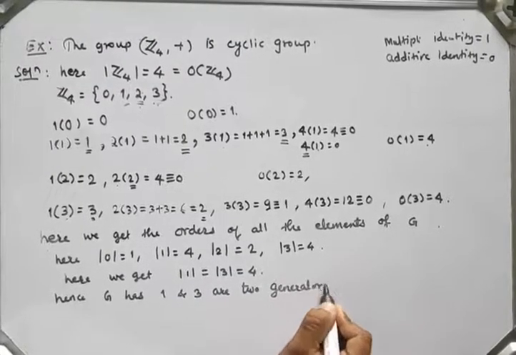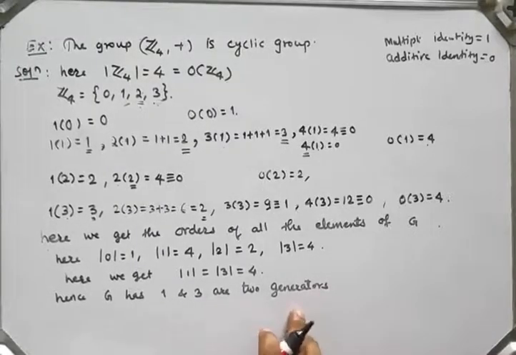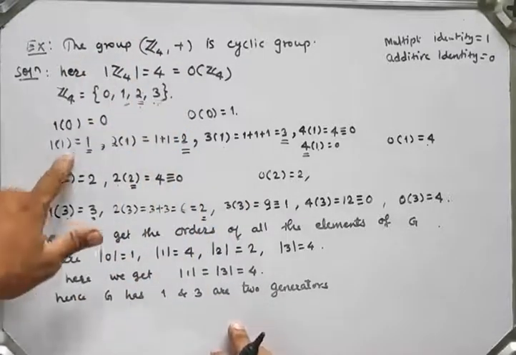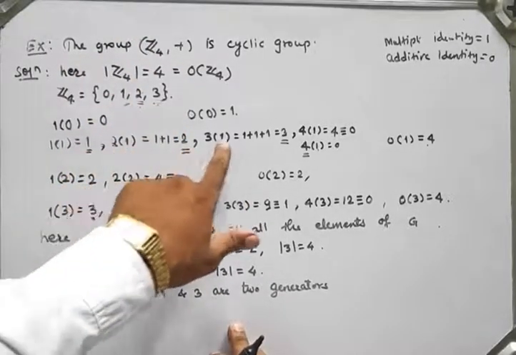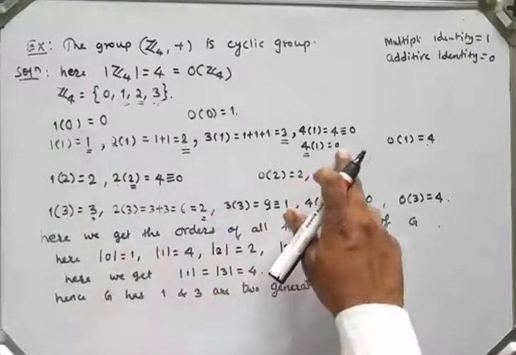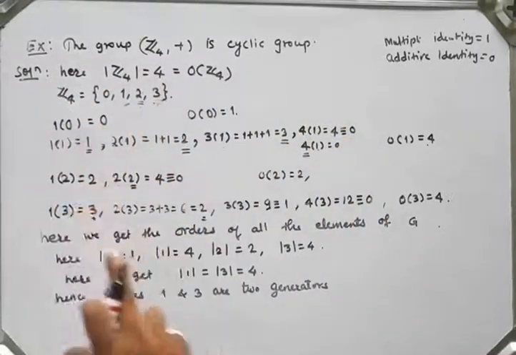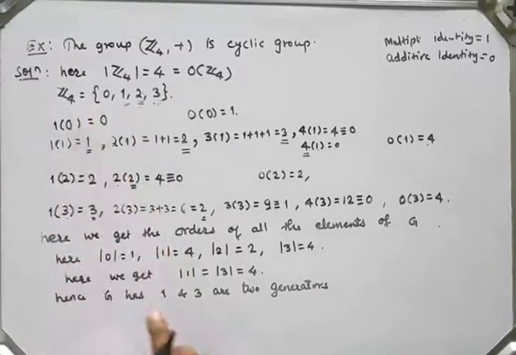1 and 3 are generators, meaning 1 and 3 generate all the elements of the group G, because 1 into 1 is 1, 2 into 1 is 2, 3 into 1 is 3, and 4 into 1 is 0, which generates all the elements of the group. Therefore 1 and 3 are the generators of the group.